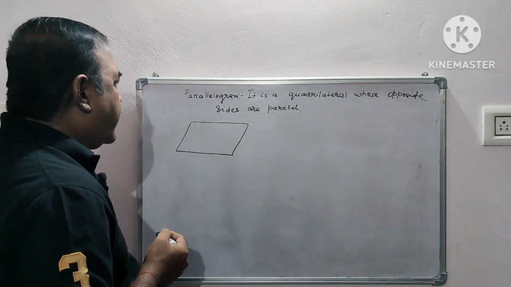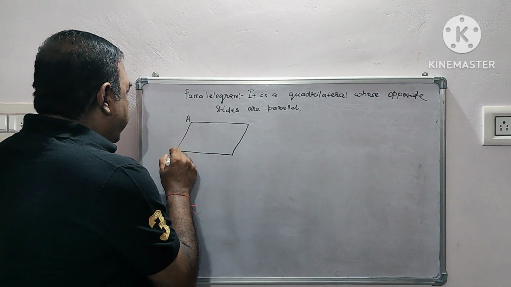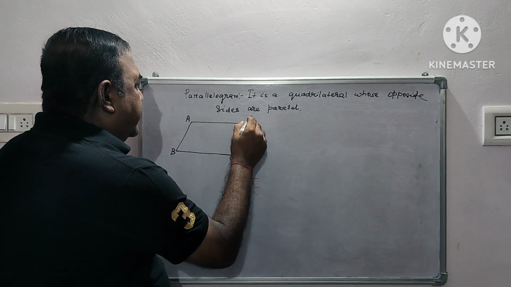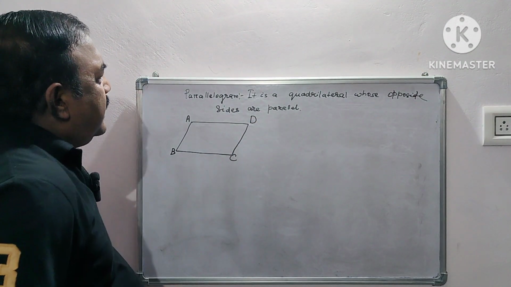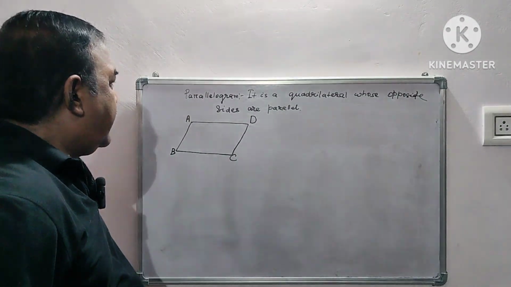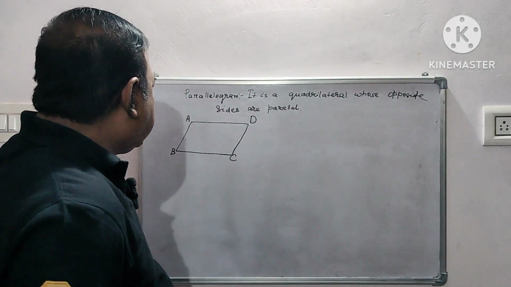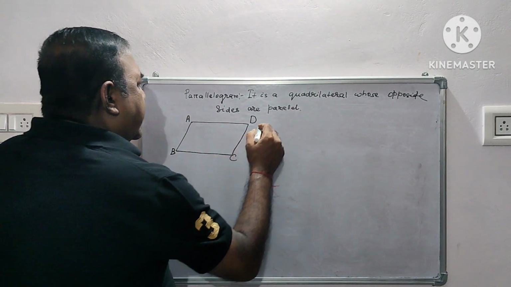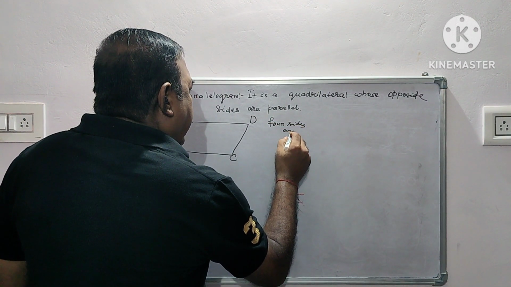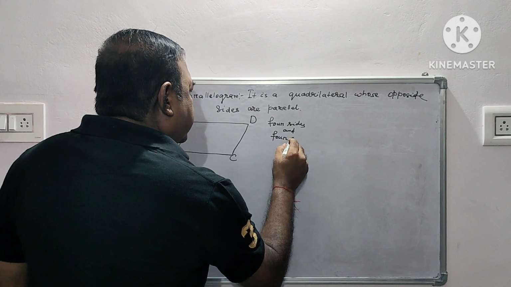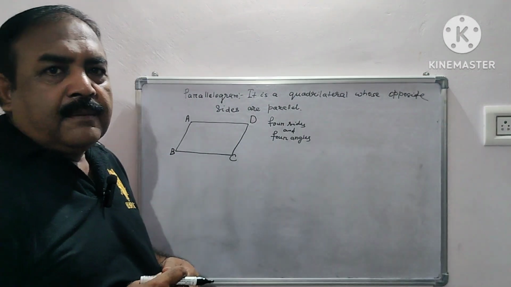So let us draw a parallelogram and you name it ABCD is a parallelogram. And it is a quadrilateral. And you see, if I ask you what are the elements of the parallelogram, you see, a parallelogram has 4 sides and 4 angles. So these are the elements of the parallelogram.